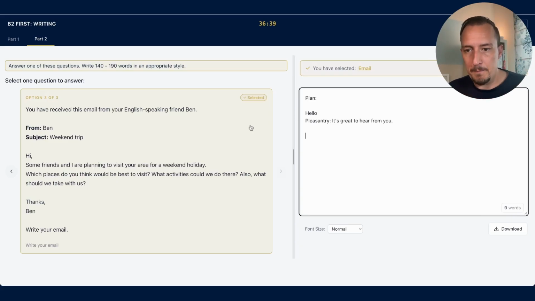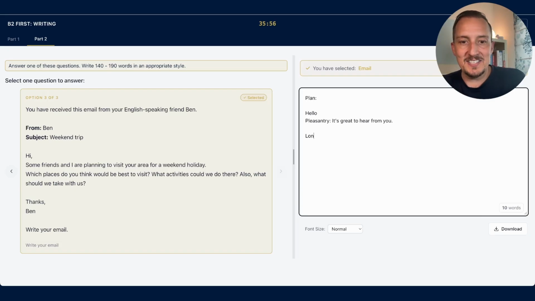Okay, up next, we want to come back to the email and make sure that we mention or answer the questions that Ben is asking us. So, some friends and I are planning to visit your area for a weekend holiday. Okay, well, first of all, we want to think of the area, right? So again, keep it realistic. Choose the area that you know well. It might be the one you're living in now or your hometown. Think of real places that you know well. The more you can write about something you know, the more natural, the more comfortable you'll feel when you're writing.